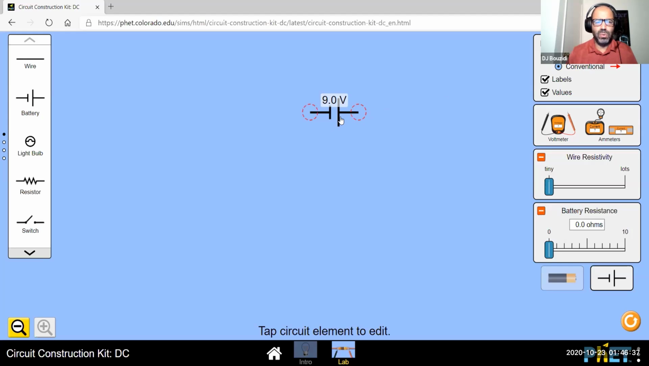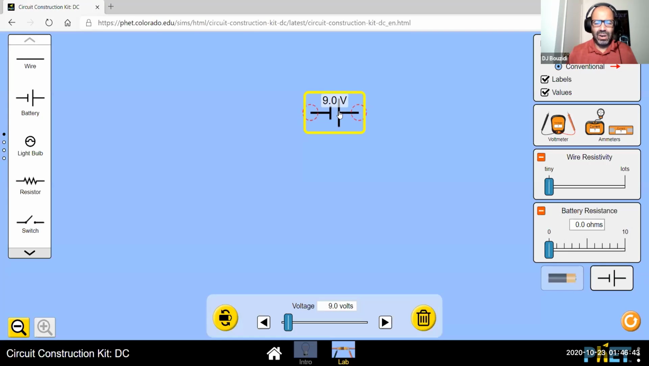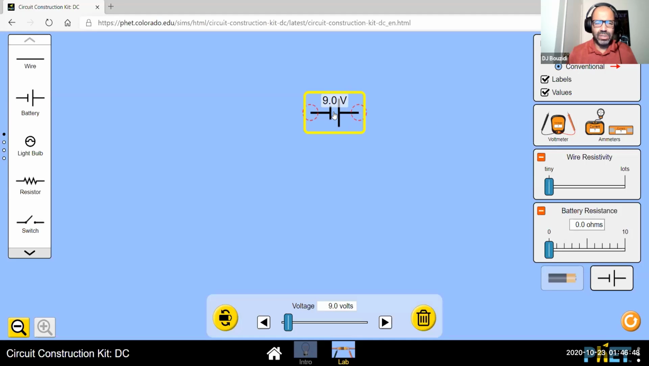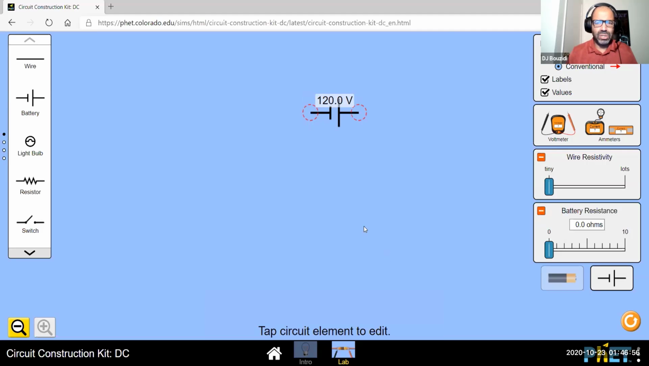I want to see the current moving the way that normally we talk in here, okay? I'm going to double click on it. If you click on the item, it's going to give you the option to change its value. So I'm going to put the maximum, which is 120 volts. That's what the lab instruction says.